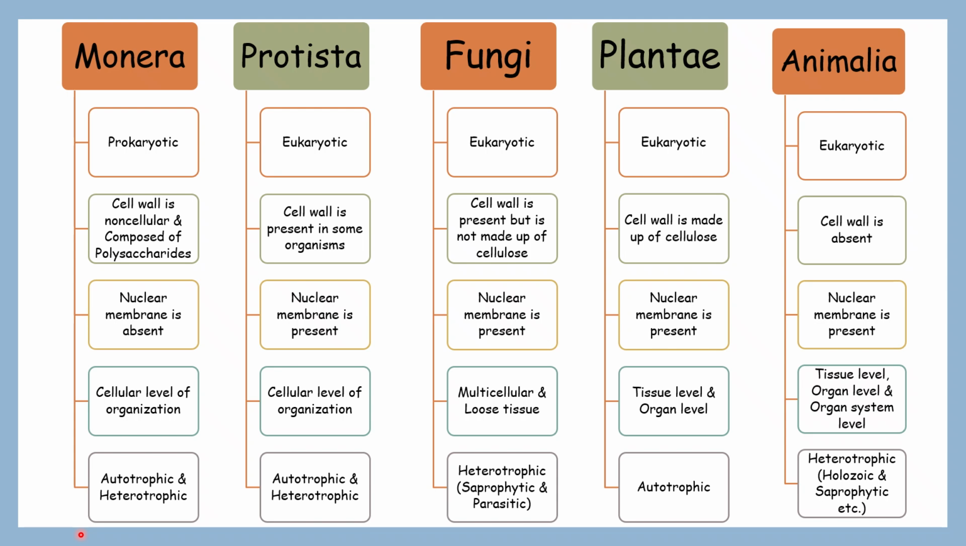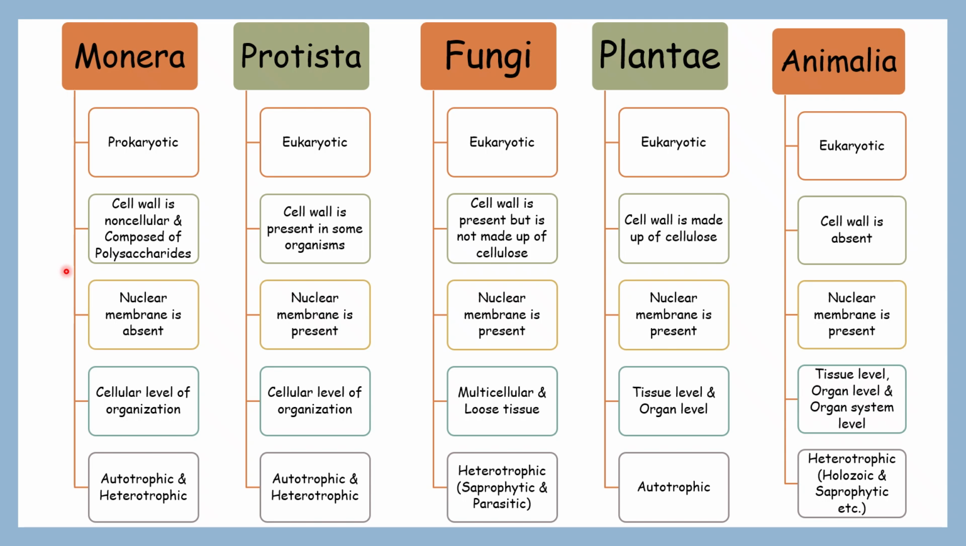As we have discussed, Whittaker considered some specific and basic characters to divide the living organisms into the five kingdoms. So in the slide we can see a comparative chart among all the five kingdoms. Kingdom Monera has the prokaryotic type of cell category. On the other hand, the remaining kingdoms, from Kingdom Protista to Kingdom Animalia, all have a eukaryotic type of cell category. The second character is the presence or absence of cell wall, or if it is present, what type of component is present in the cell wall.